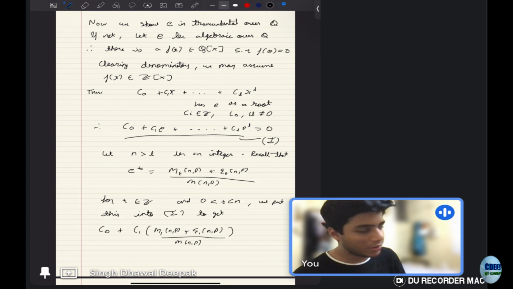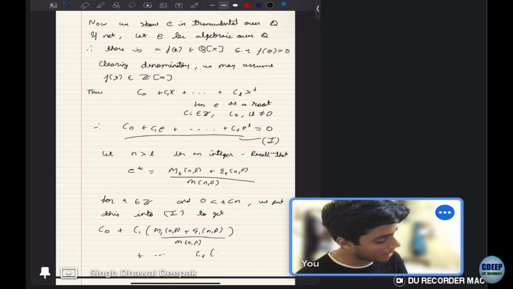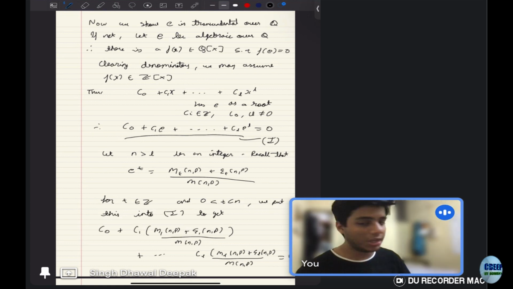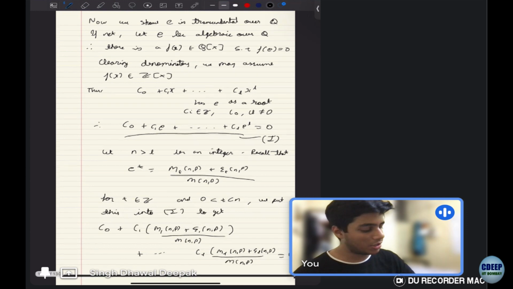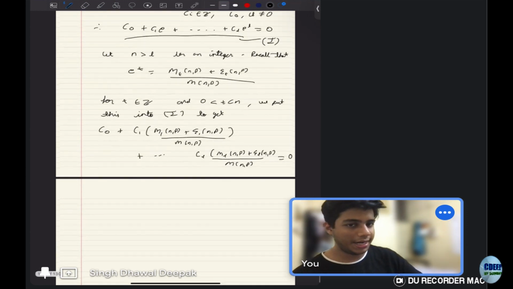For c2, it will just become m2, and plus all the way up to cl times ml of np plus epsilon l of np divided by mnp equal to 0. Now, mnp is non-zero. Why? Because it was not divisible by p, and 0 is divisible by p. So for a large enough p, mnp will always be non-zero. So we can cross multiply by mnp, right?